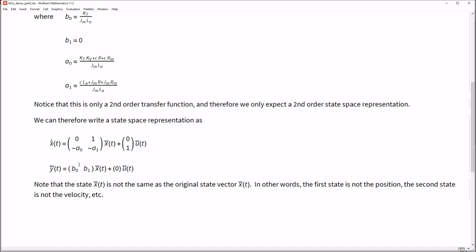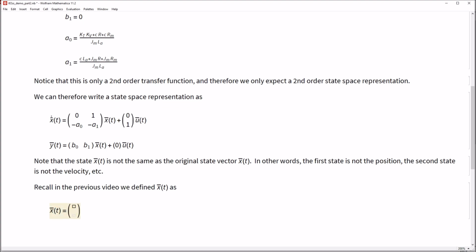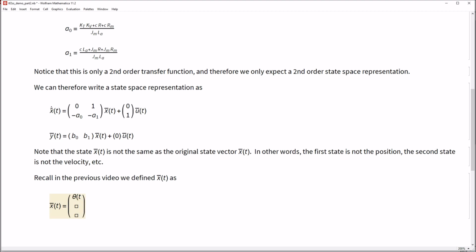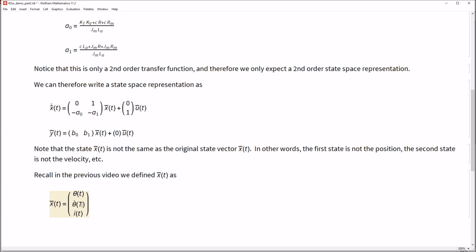Now, the thing I would like to mention here is that this is a somewhat abusive notation. In our previous lecture, we were using the state vector x to denote, if you remember, maybe I'll just write this down here. Recall in the previous video, we defined the state vector x of t as, I think it was, the position of the motor, the velocity of the motor, and the current running through the motor, right? Something like this.